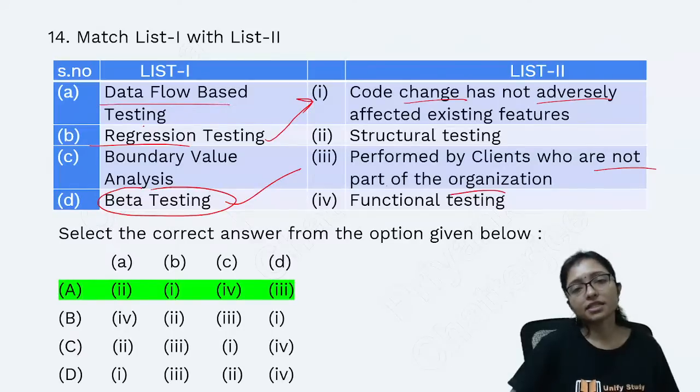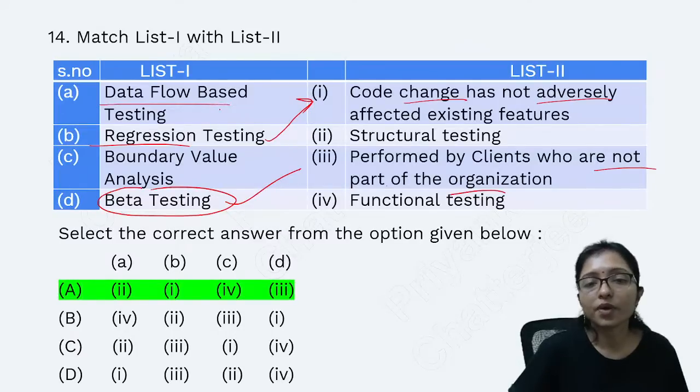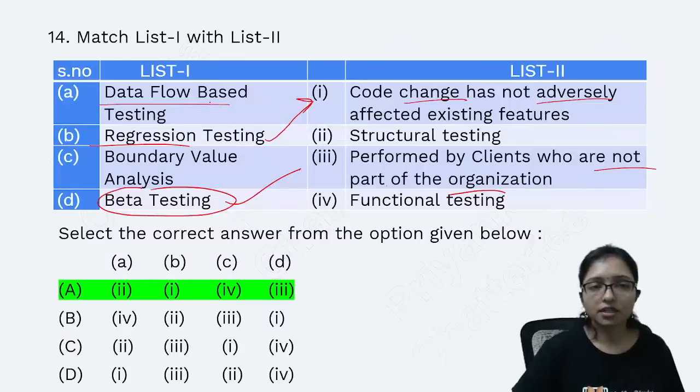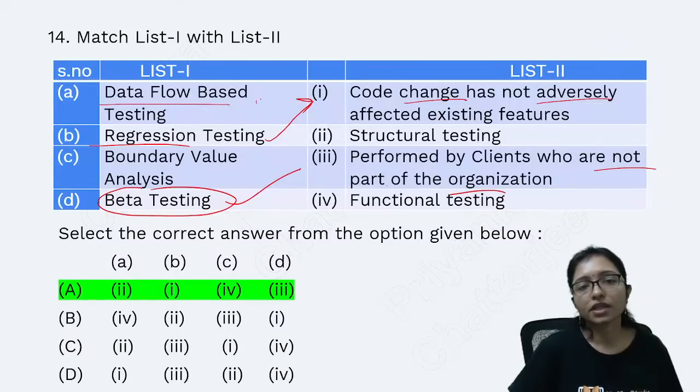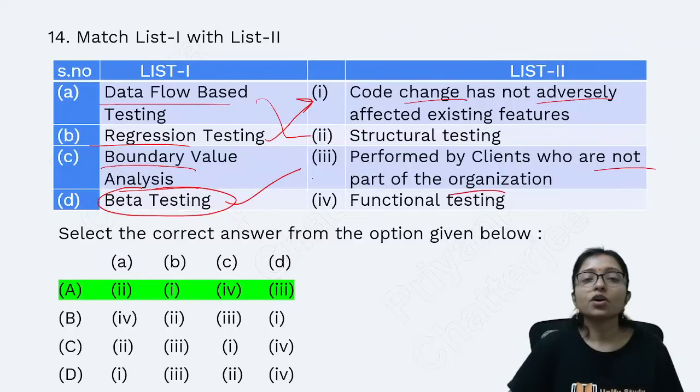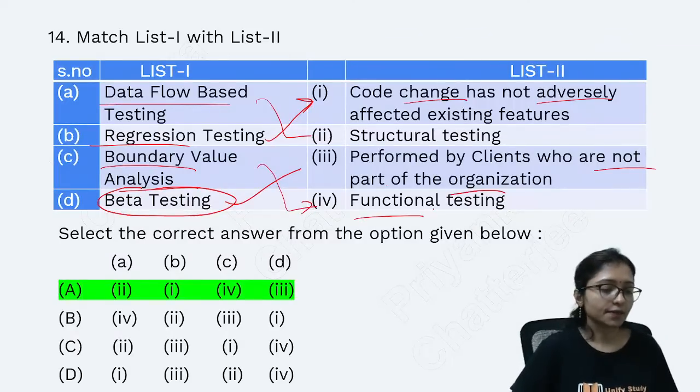Data flow based testing means it is performed in a structural way, that's why it is data flow. Boundary value analysis is a very popular black box testing. Black box testings are functional testing, so that's why it is functional testing.